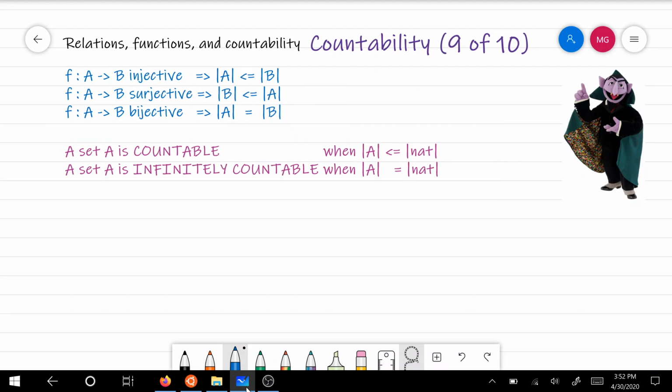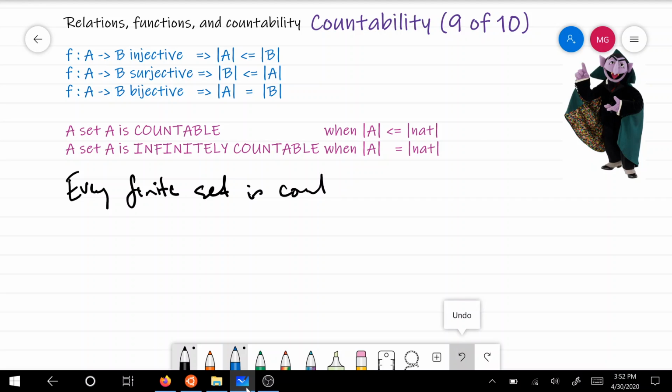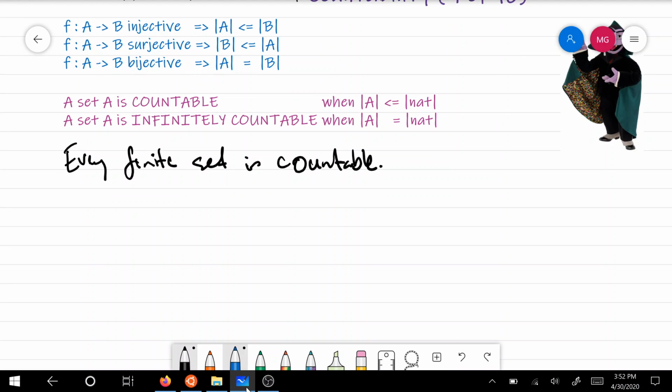Okay, so as a first corollary, we would hope every finite set is countable. That's terrible handwriting. Oh my word. Okay, so this is true. This is a theorem. I'm going to give you two quick examples.